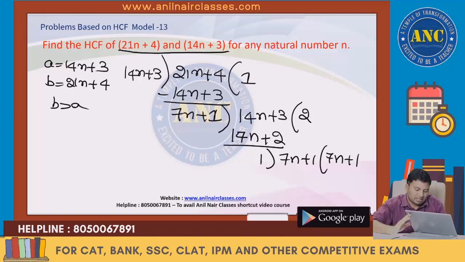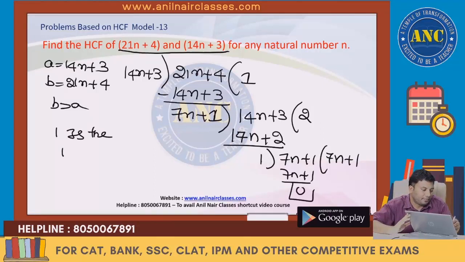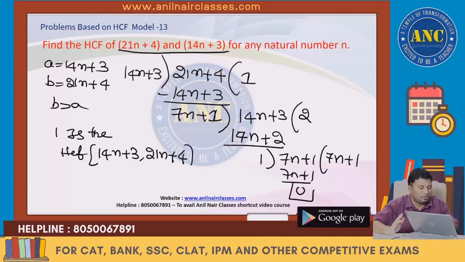7n plus 1 divided by 1 is 7n plus 1. Remainder 0. If the remainder is 0, 1 is the HCF of 14n plus 3, comma 21n plus 4. I hope the idea is clear.